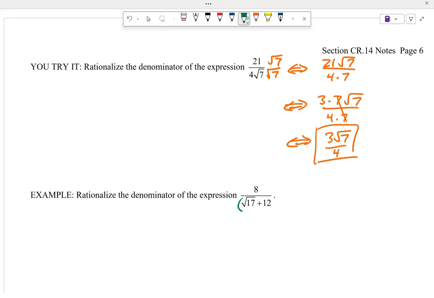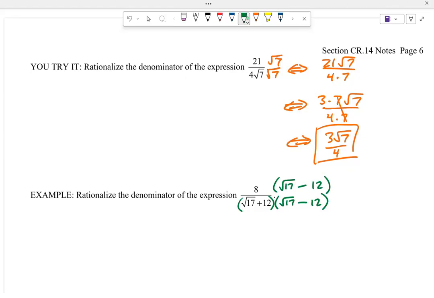The conjugate of square root of 17 plus 12 is the same terms, but instead of a plus in the middle, you change it to a minus. The conjugate, just change that middle sign. And if I multiply the bottom by the square root of 17 minus 12, I got to do it to the top too, right?